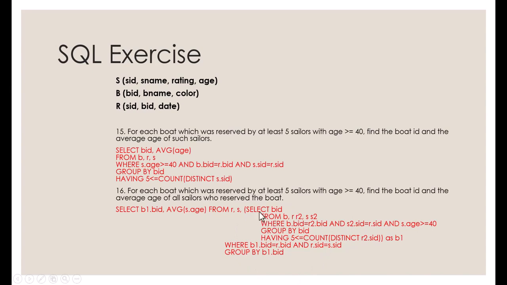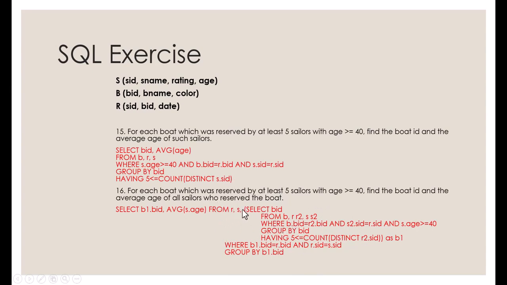So select boat ID from B, comma, reservation R2, and then another sailor S2. Okay, here we are setting those boat IDs and SIDs equal to each other, and then this is going to be the age of the sailor grouped by boat ID. So this is returning all the boats that at least 5 sailors of this age have reserved. Okay, so whatever was returned there, those boat IDs were returned. Okay, so that along with the R and S.